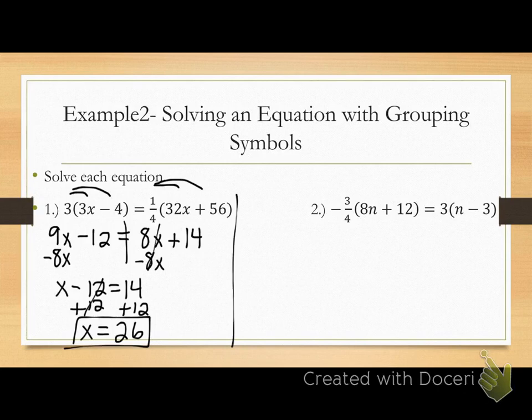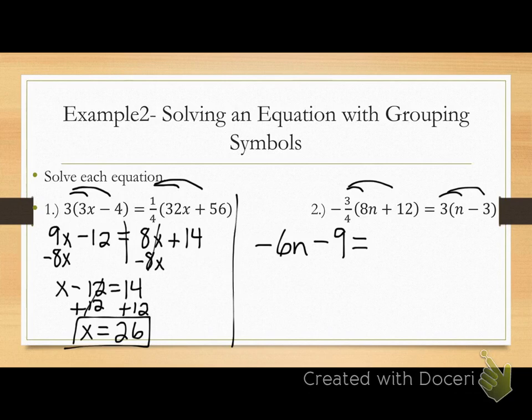Okay, number 2. Same thing. What do I need to do first? Distribute. Got to simplify both sides of the equation. So I'm distributing negative 3/4 to 8n and 12 on the left-hand side of the equation. Negative 3/4 times 8n gives me what? Negative 6n. Negative 3/4 times 12 gives me what? Negative 9. We good with that? Any confusion there?